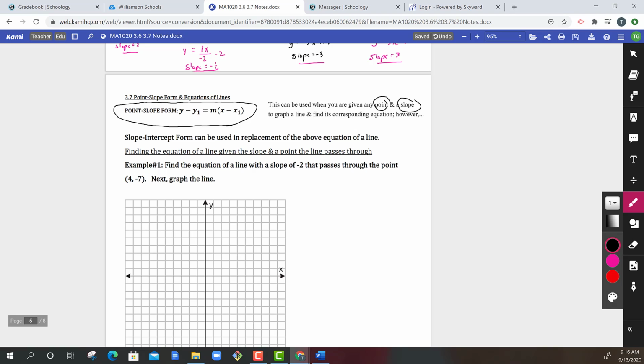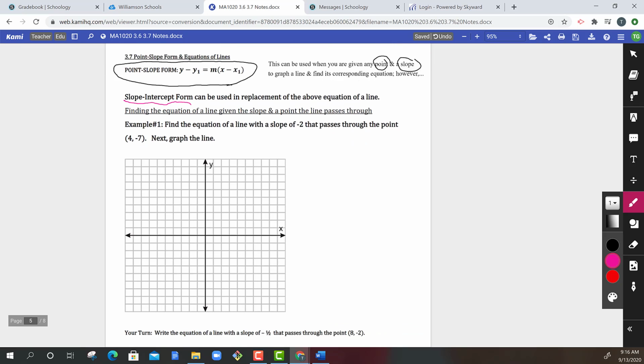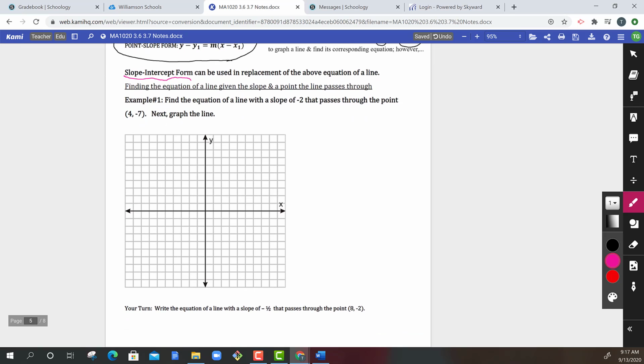However, we are going to completely ignore point slope form, at least in this video. And I'm going to show you a different way how to graph a line given a point and a slope, and it is just still using the old reliable slope intercept form. So we're going to still use y equals mx plus b in this section.